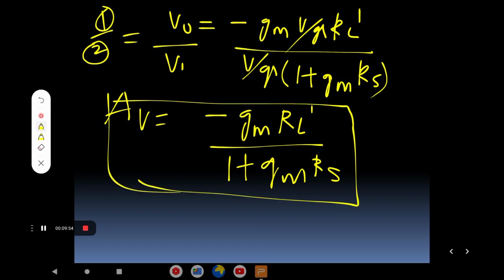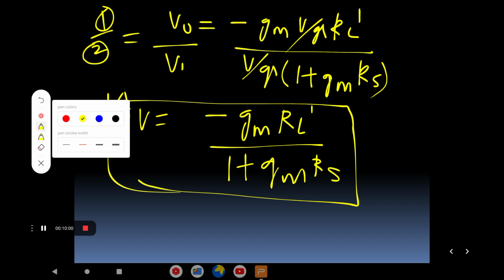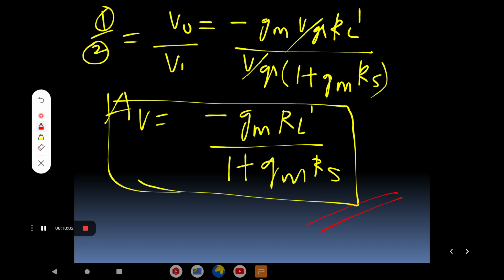From this formula only, in most of the current mirror circuits also we can write the formula for this case. So the voltage gain at V01 and V02 can be represented in the case of the differential amplifier also as minus GM. Why are we representing minus GM? It is because it is in the opposite direction to the RL dash. Therefore, minus GM into RL dash divided by 1 plus GM into RS dash. That is one important formula in this case also.